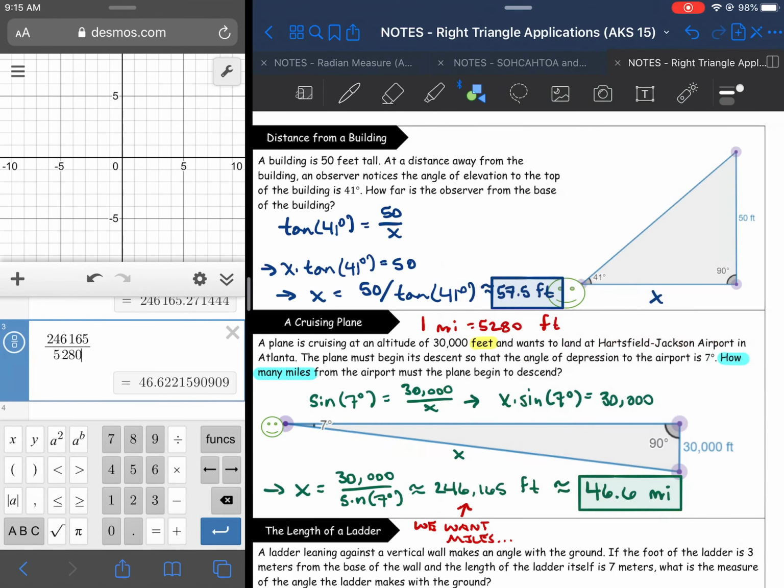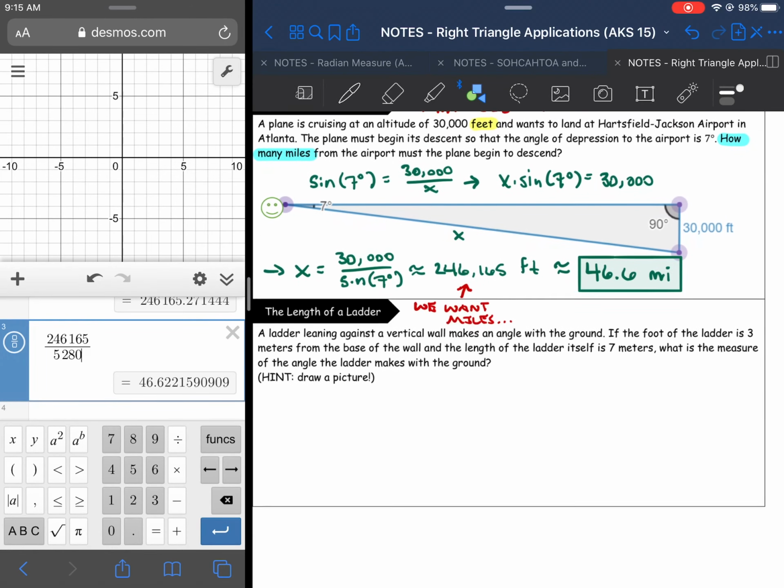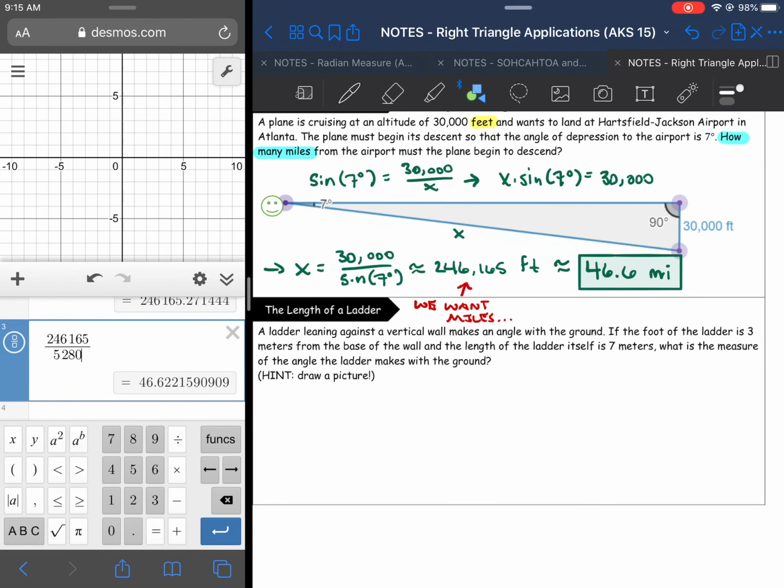All right, and looking at our last problem in the notes, a ladder leaning against a vertical wall makes an angle with the ground. If the foot of the ladder is 3 meters from the base of the wall and the length of the ladder itself is 7 meters, what is the measure of the angle the ladder makes with the ground? And we're given a hint to go ahead and draw a picture.